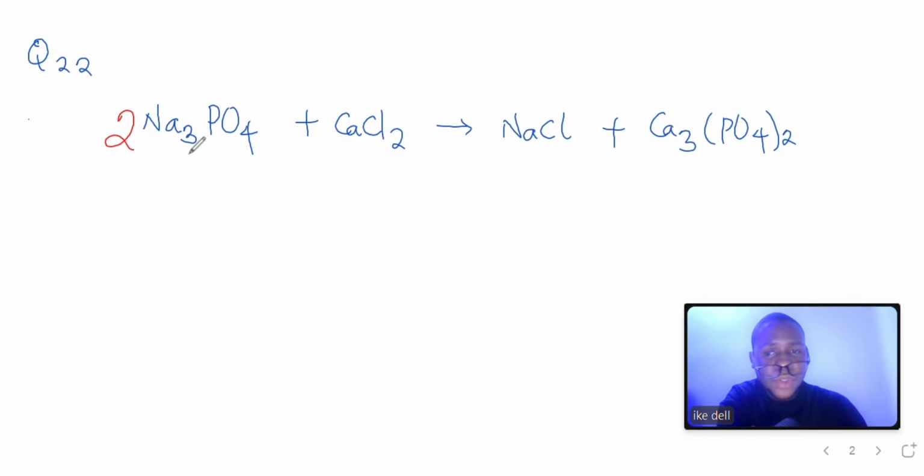So the next thing I'm going to do is to balance sodium. You see how I'm going step by step. I'm not just jumping all around. After placing the 2 here, you ask yourself, what has the 2 done? The 2 has made my sodium 6. So I'm going to have to balance sodium next. So I'll come over here and place a 6 here to balance the sodium.